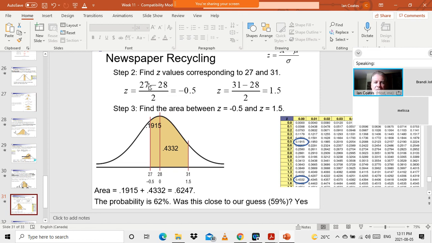Here you find the Z value for the 27, and you get a number of negative 0.5. You look up 0.5, you get 0.1915 right there. So you remember that this measures from the mean out, so that's 19%. And then you do the other Z value for 31. 31 minus the mean divided by 2 gives you 1.5. You'll see 1.5 is 0.4332. You add these two guys up, and look at that, 62%, and that was around where we were looking. So it makes sense. Okay.